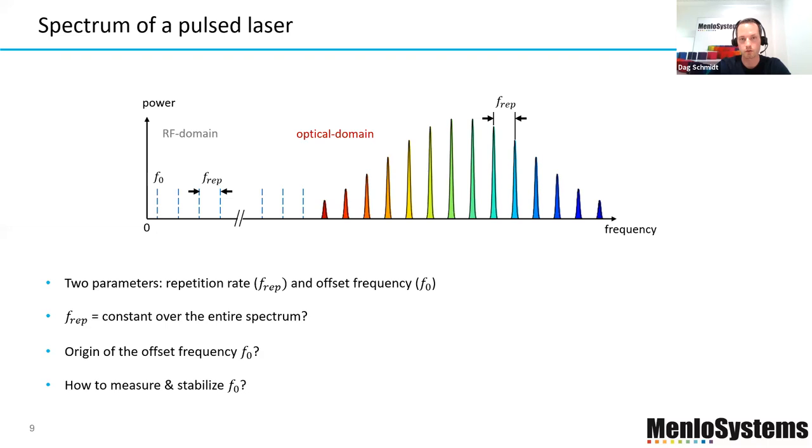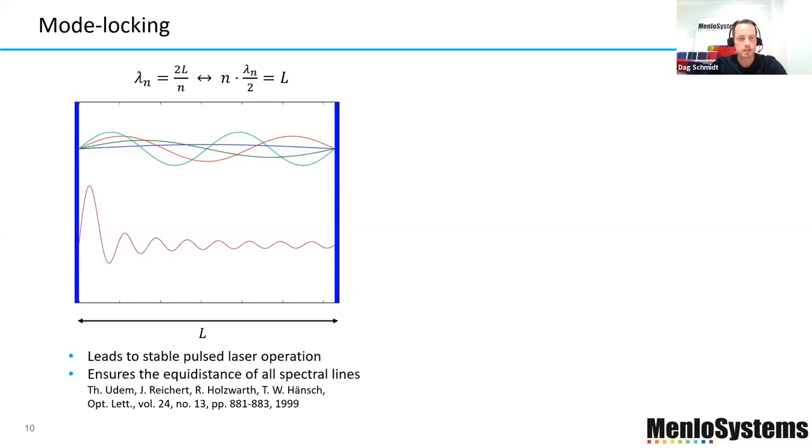All right. To understand how a pulse laser works, and to understand why the repetition rate is equal for all frequencies, we have to have a closer look at a so-called mode locking mechanism. What I've written here on top is just the resonance condition of a standing wave cavity of length L. You can rewrite that in the sense that it says n times lambda half fit into a cavity of length L. This is a bit nicer, I would say.